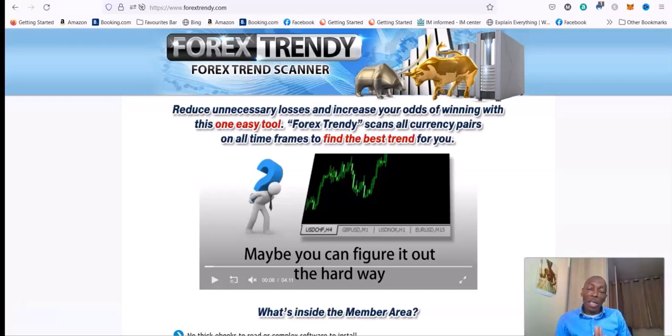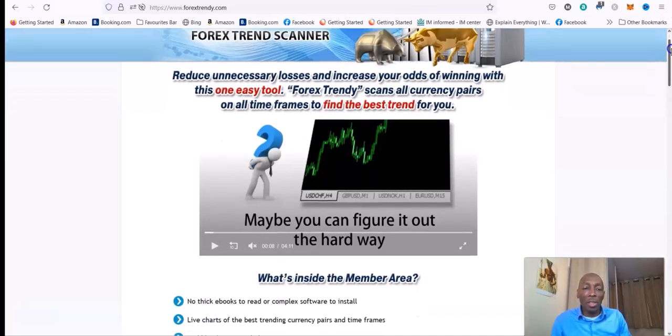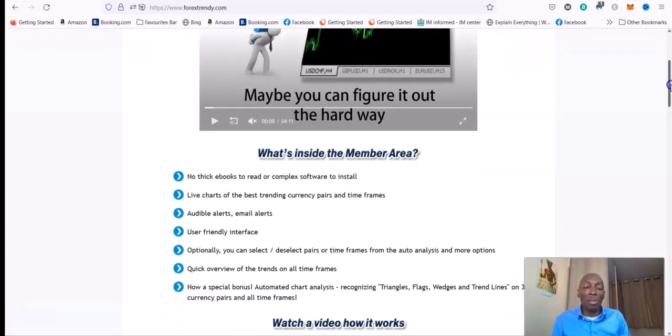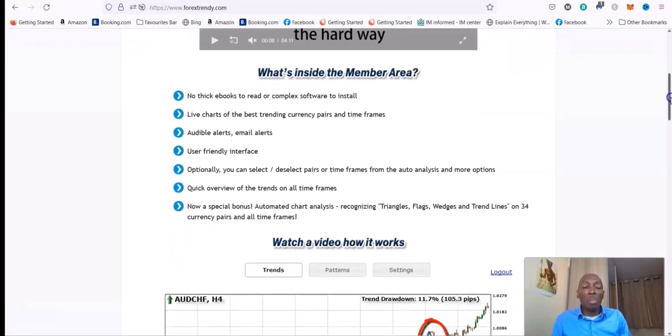What you get with it is an ebook that talks you through it and shows you the places that they would suggest for you to trade. And you get a bonus as well. The bonus is basically that it will identify for you when charts are in certain patterns. So I'm going to show you this page. It says, reduce unnecessary losses and increase your odds of winning with the one easy tool. Forex Trendy scans all current pairs on all time frames to find the best tool for you. So you get the ebook.